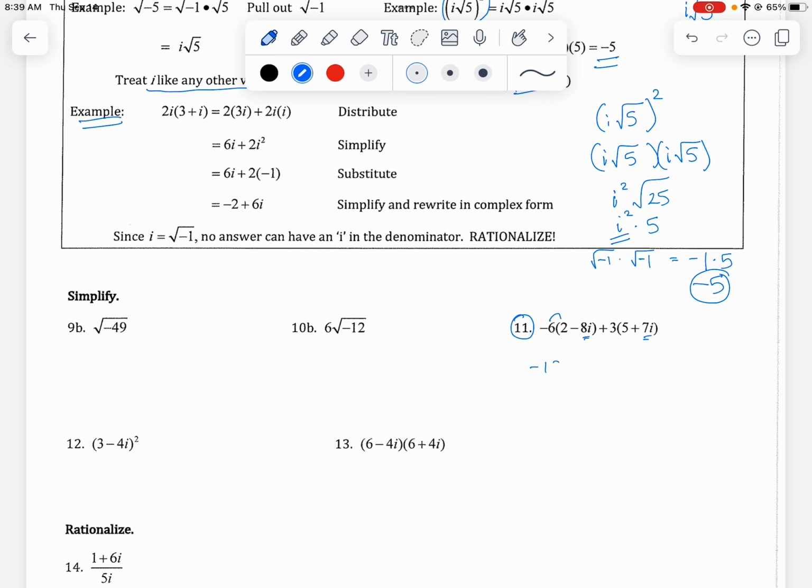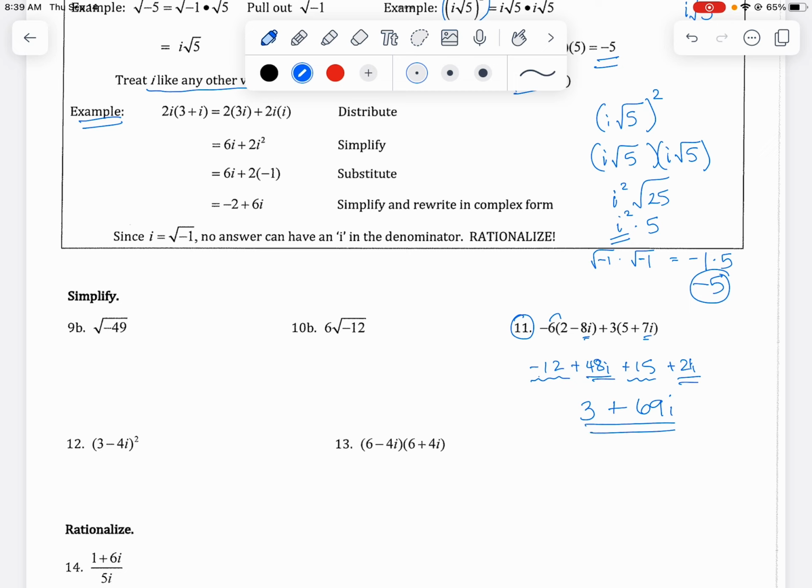That would be -12 plus 48i plus 15 plus 21i. Now I'm combining like terms. I've got a -12 plus 15. That means I have 15, and I owe 12. That means I still will have 3 left. And I've got 48i plus 21i. That ends up to be 69i, I believe. So 3 plus 69i, and you can leave it like that.